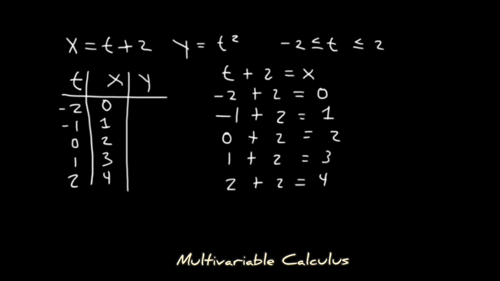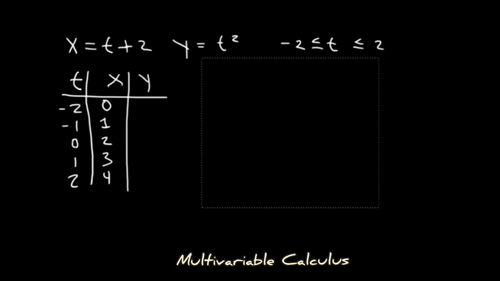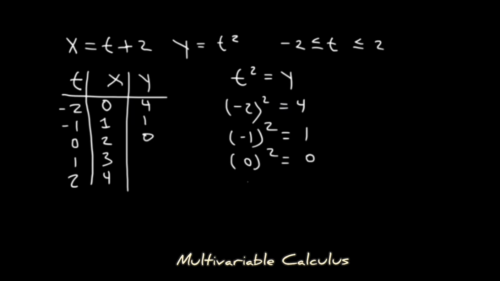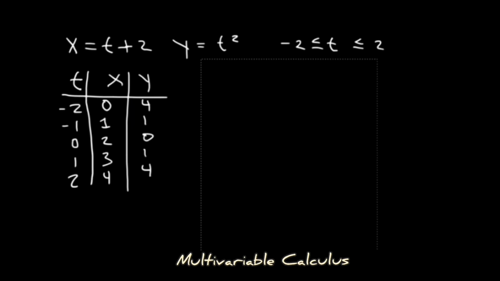Now let's do the same for the y values. So we know that t squared is equal to y. If we plug in -2, y is going to be 4. If we plug in -1, -1 squared is +1. 0 squared is simply 0. 1 squared and 2 squared, we're going to get the same numbers, 1 and 4. So once you complete the table, now you can go ahead and graph it.